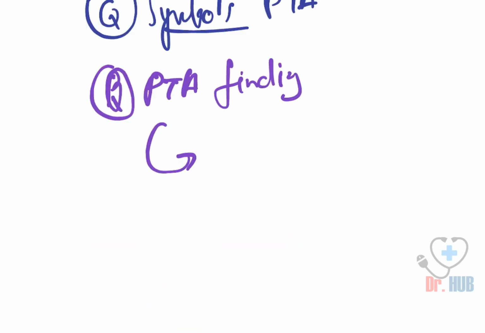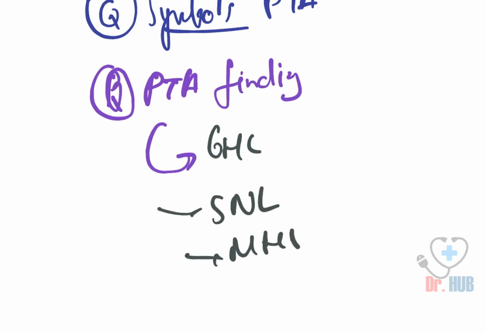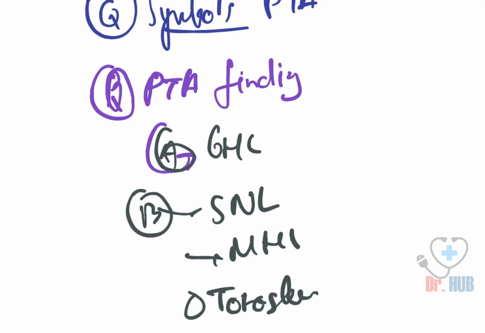So this is divided into three. So what are the findings in case of the conductive hearing loss, in case of sensorineural loss, in case of mixed hearing loss, as well as in case of otosclerosis? So there are 4 parts to this. So what are the findings in each of them? So we'll find out the answers to all these questions.